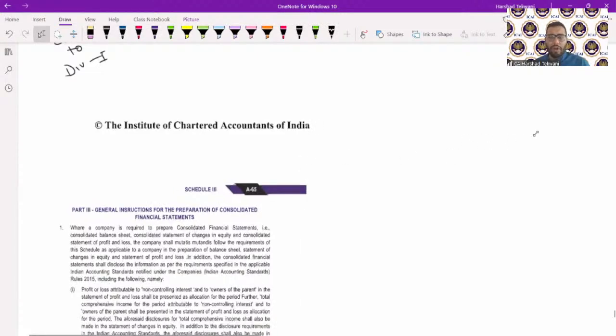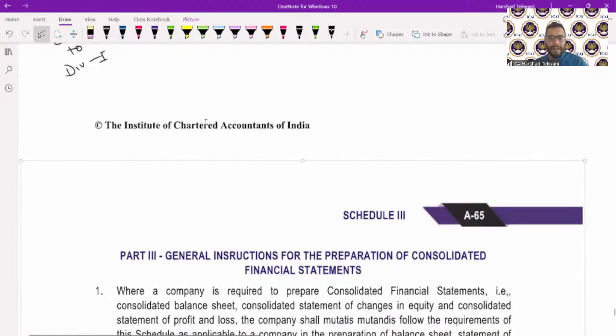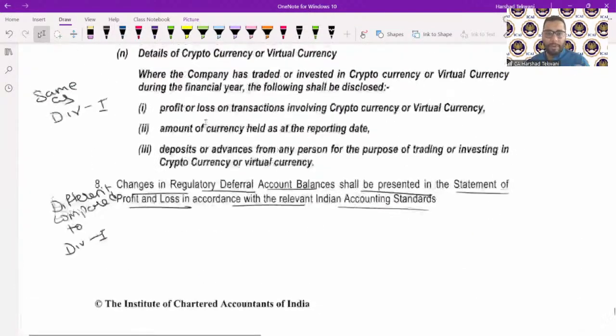Part 3 is generally for the consolidated financial statement, which we'll discuss when we discuss consolidated financial statement reporting. So this was division 1 and division 2. Again, division 2, part 1, part 2. Any doubt till now for division 2 also? Any doubt, guys?